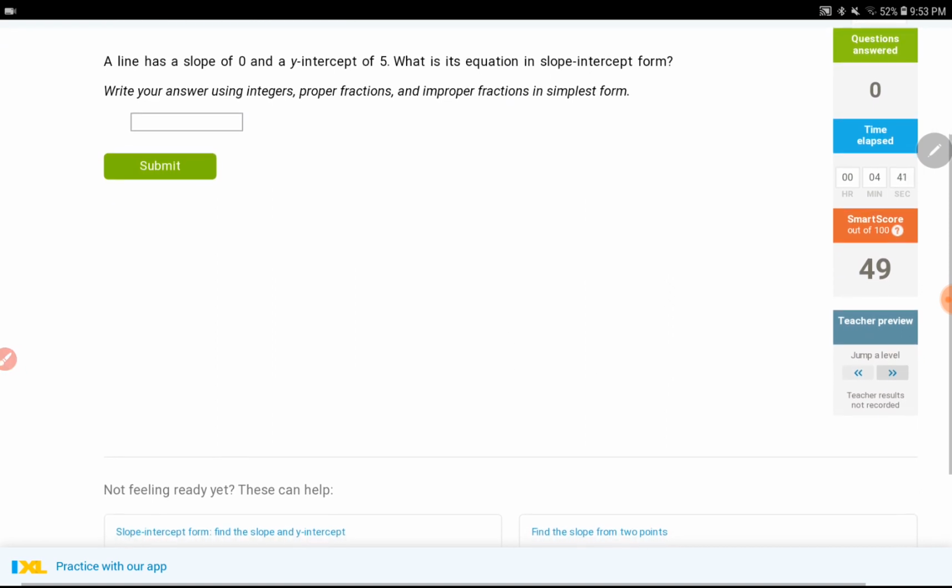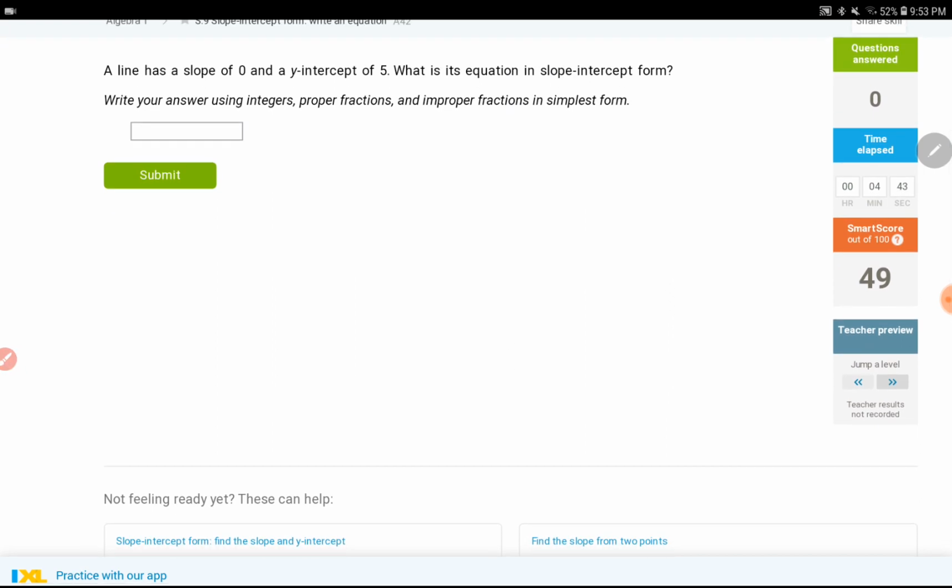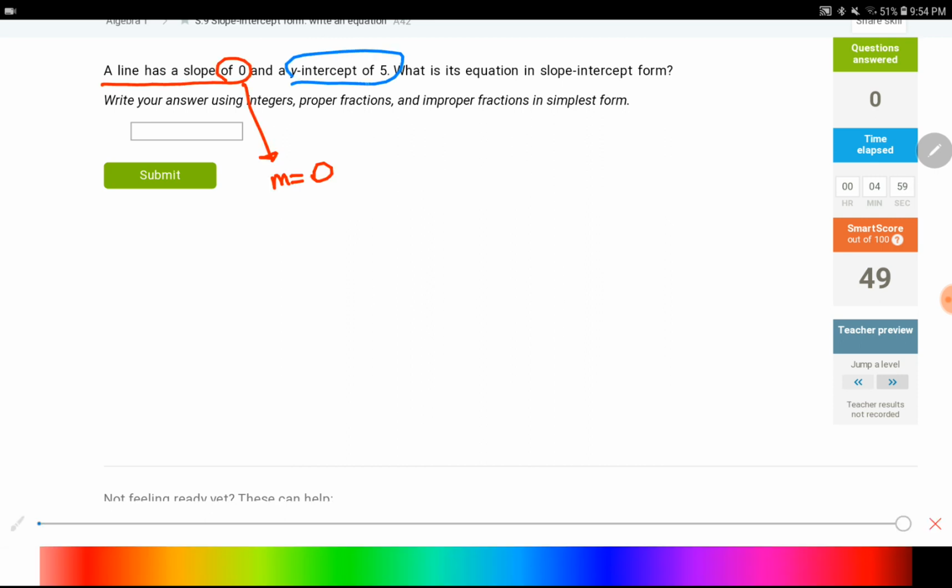I don't think so. It might look a little trickier because of the slope of 0. So, okay, let's get to this one. A line has a slope of 0, which means m equals 0. And then the y-intercept is 5. This is the b value. Let's remember our slope-intercept form, which is y equals m times x plus b. Now, let's just plug in the m and b and see what happens.